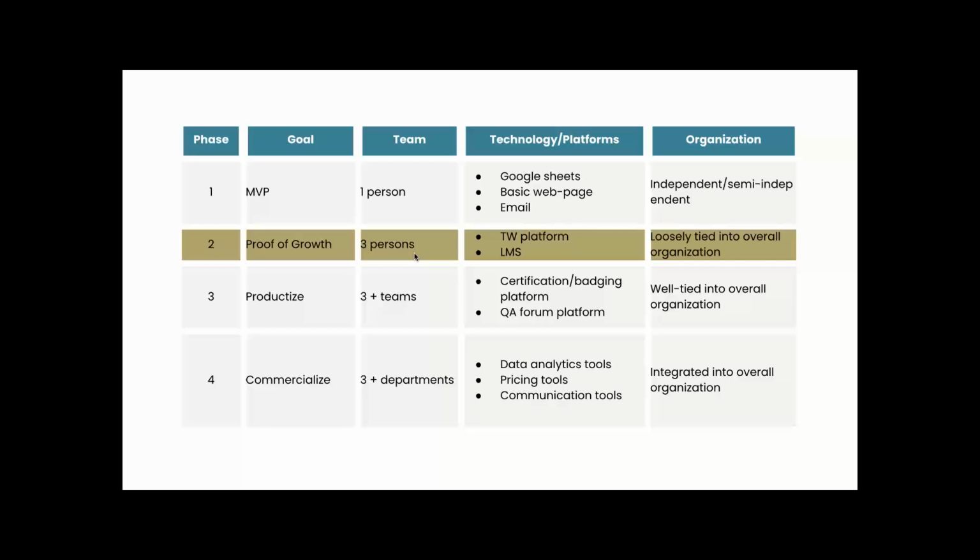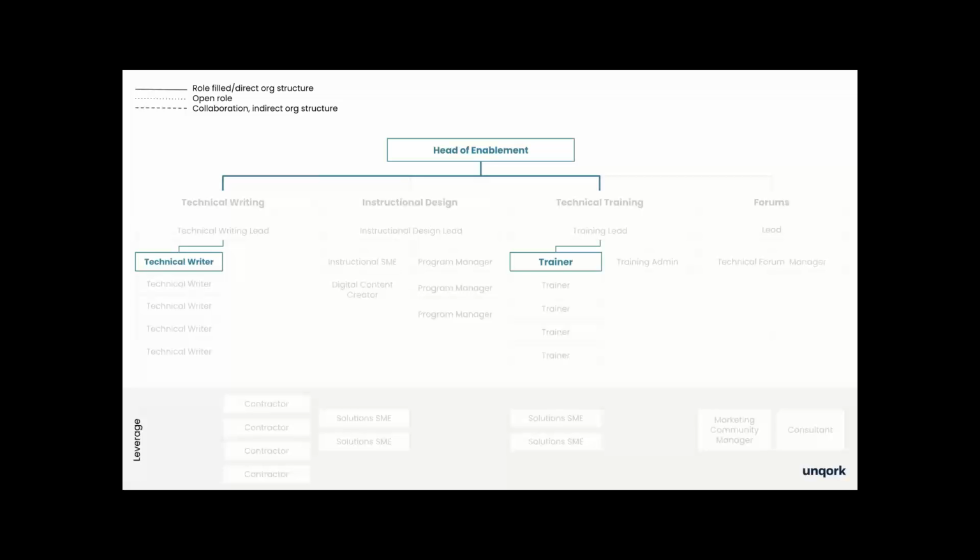And again, I hired a technical writer and a technical trainer first. And I started picking technical writing platforms for my writer and a learning management platform for my trainer. And I started loosely tying the org into the overall organization because I needed help generating more advanced content and making everything significantly more professional. So at this moment, this is what my org looked like. I'm still here, I'm head of enablement, and I hired a technical writer and a technical trainer. So this is where we're sitting, the three of us.